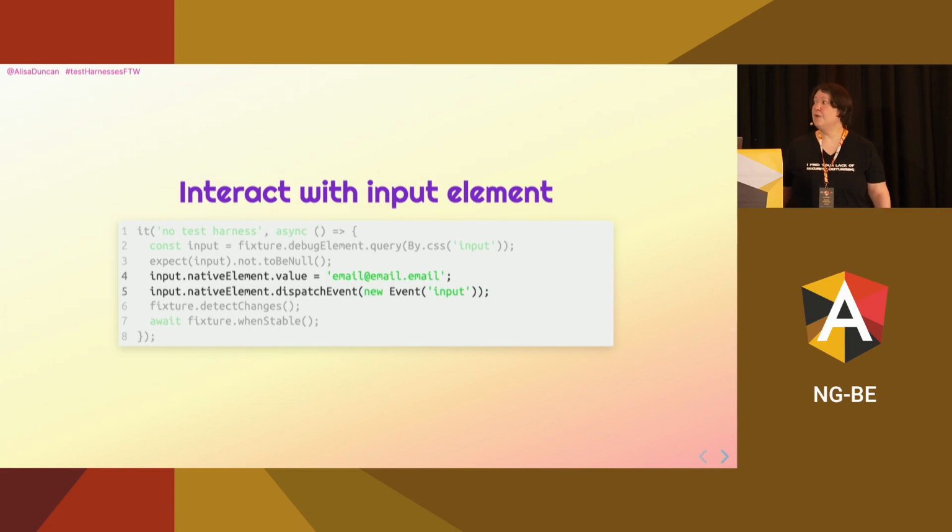That nativeElement property has properties such as value to set the email, as well as a way to dispatch the input event, which is required to register that value into the control. But we're not done yet because you have to register this change within Angular too. So you have to run detectChanges, wait for the fixture to stabilize before you can even start writing your tests. At this point, we've just interacted with that input element.